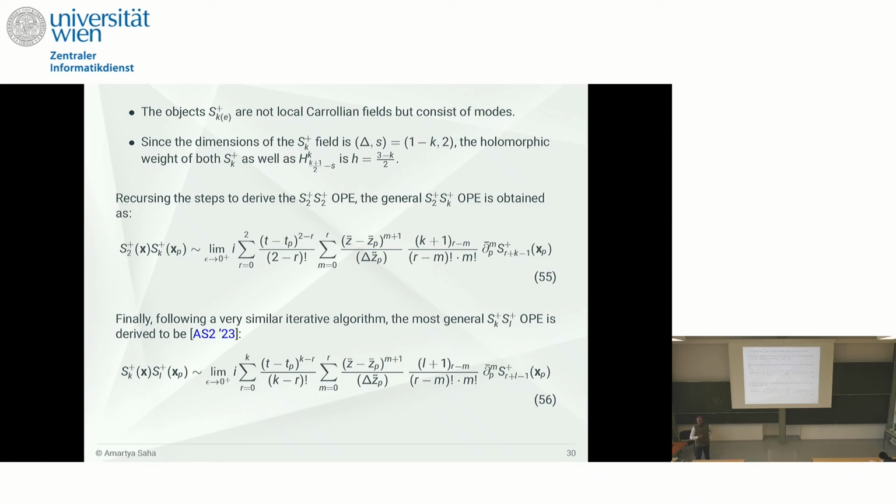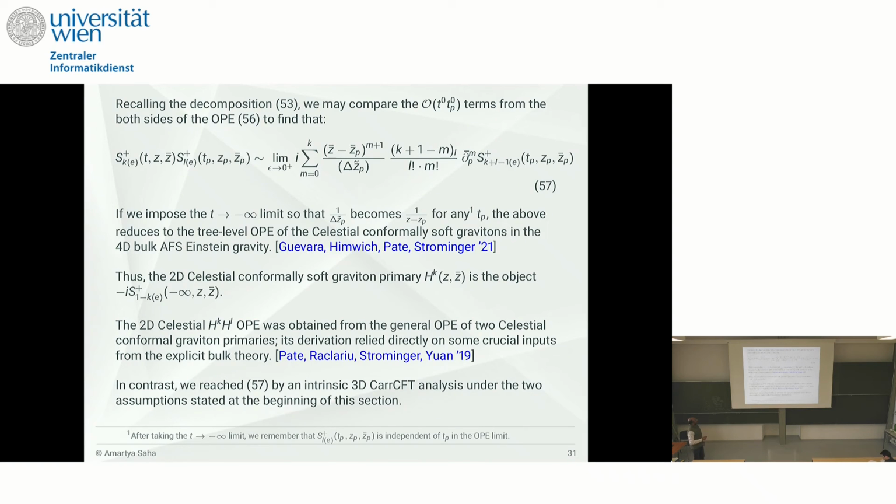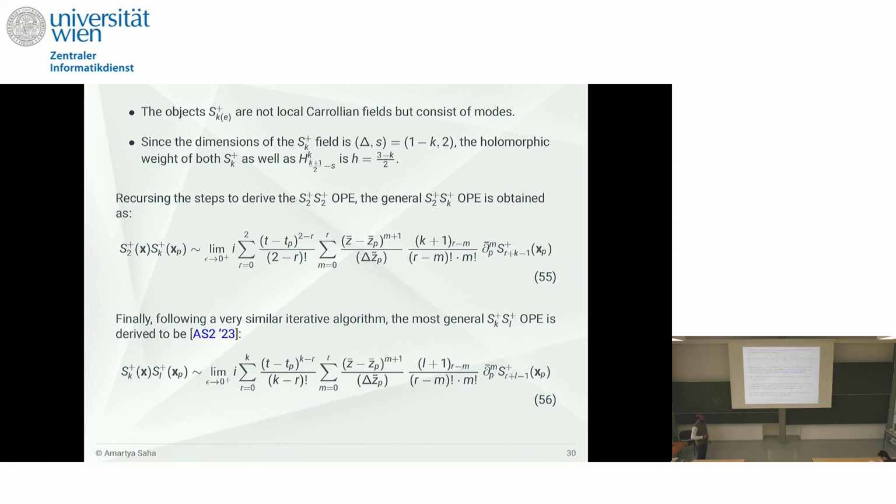No, I have assumed the existence of this S2 plus operator, right? This subleading one is not always the case. And yes, these are not really soft theorems in the strict sense because, as I said, to make the soft limit, you have to explicitly impose this t tends to minus infinity limit. So they have more to do with collinear limits. I will come to that.